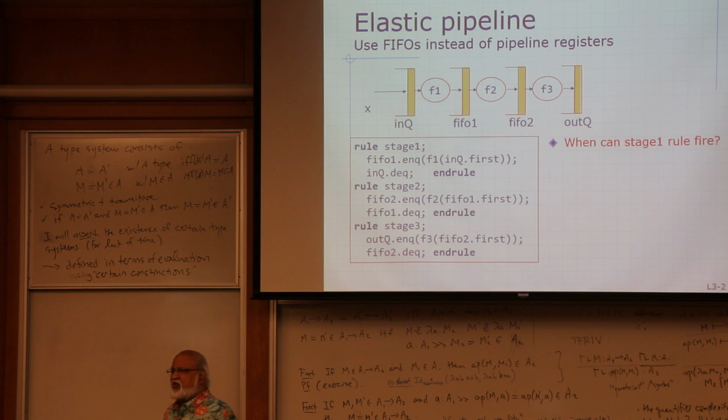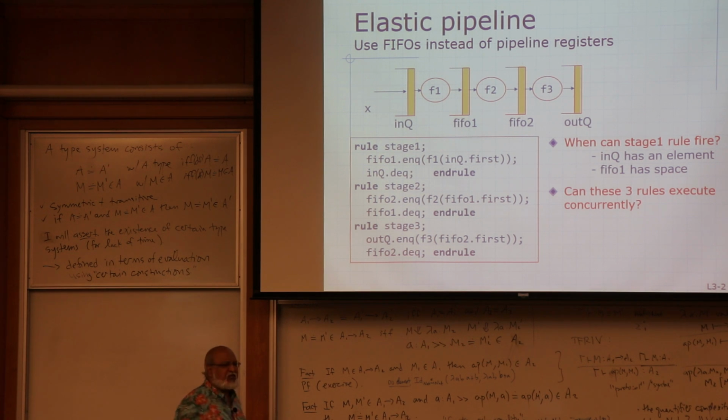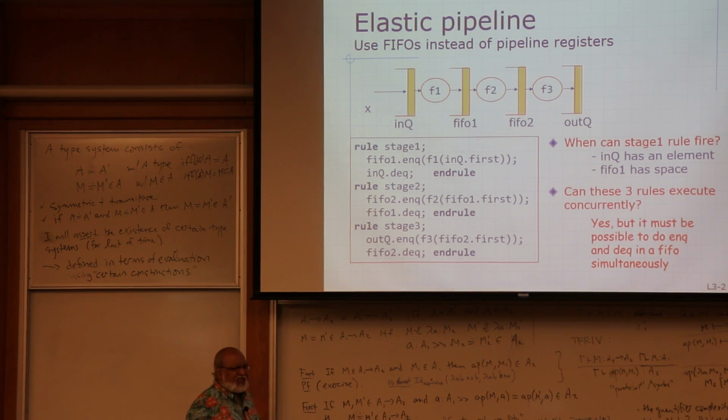The question we want to focus on in today's lecture is, can these three rules execute concurrently? Can they all go at the same time? Seems like it, right? As long as you have some token in the queues, it should be possible to fire all three rules simultaneously. But in order for that idea to work, it must be possible to NQ and DQ from a FIFO simultaneously. Because if you can't do that, then these rules cannot execute in parallel.